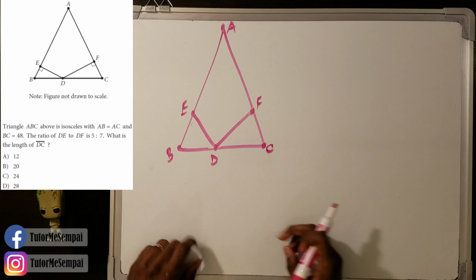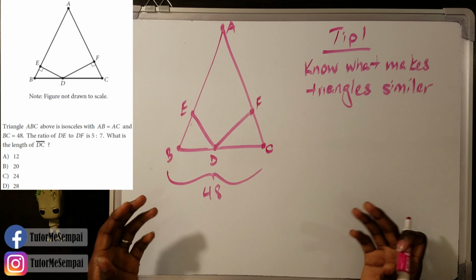Since our first tip of the day is to know what makes triangles similar, we've got to know what makes triangles similar. Two triangles are considered similar when the angles of one triangle equal the angles of the other triangle, and the sides of one triangle are in proportion to the sides of the other triangle. If both these things are true, we say those two triangles are similar. Looking at this diagram, we have a lot of triangles here. Let's see if we can pinpoint any that may be similar.